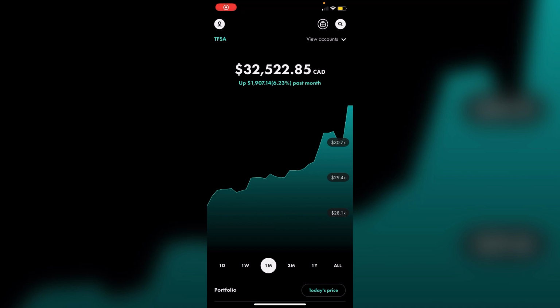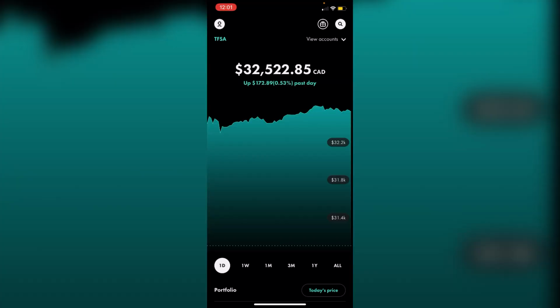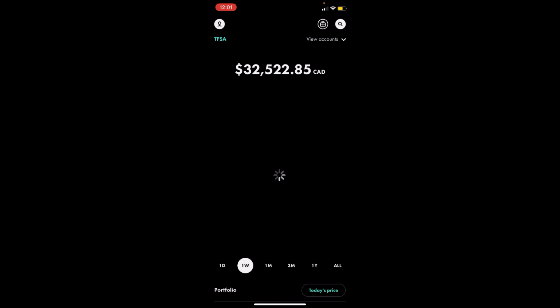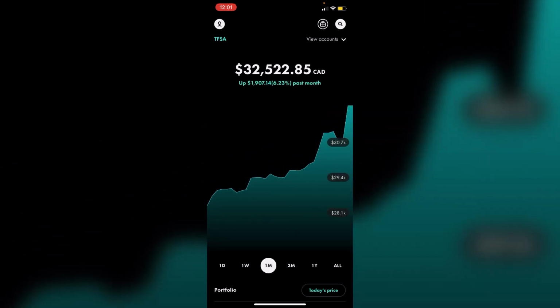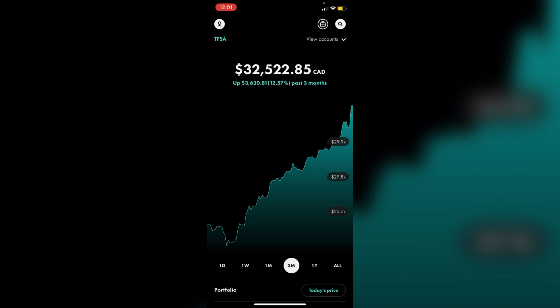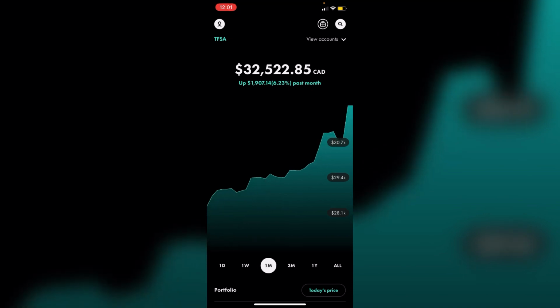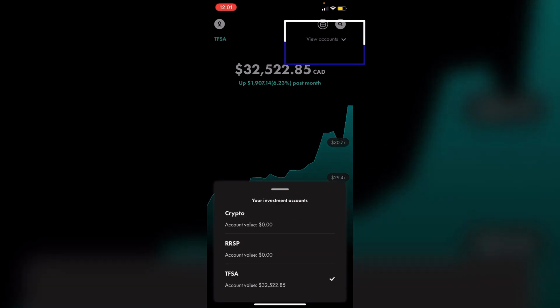So this is the main page, and this will tell you your total value of your assets in your portfolio, and it'll tell you how much you made in a day, weeks, months, and obviously 3 months and whatnot, right? And if you look on the right, we have view accounts. This will show you your tax-free savings account, your RRSP, and your crypto, and what other account you have. I think there's one more, which is the personal account.